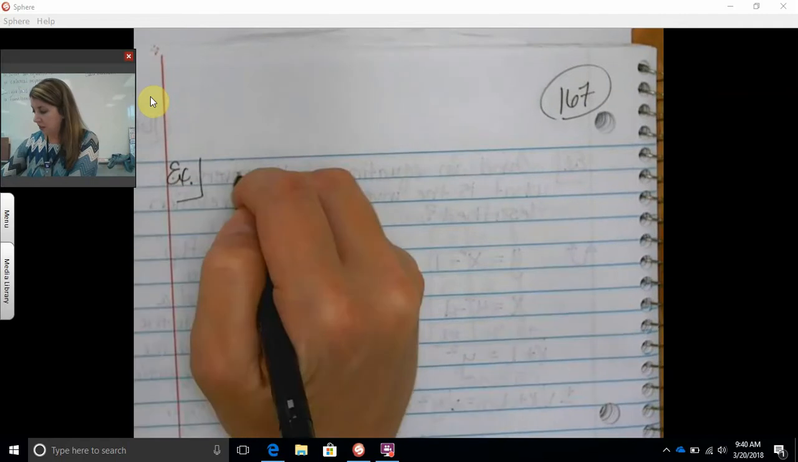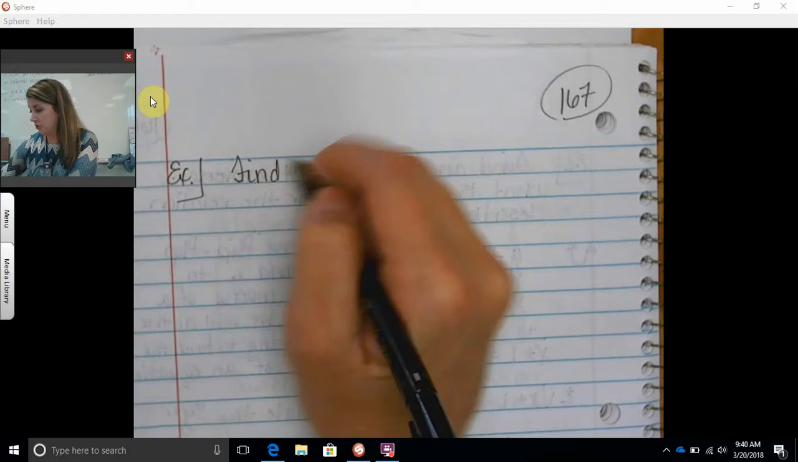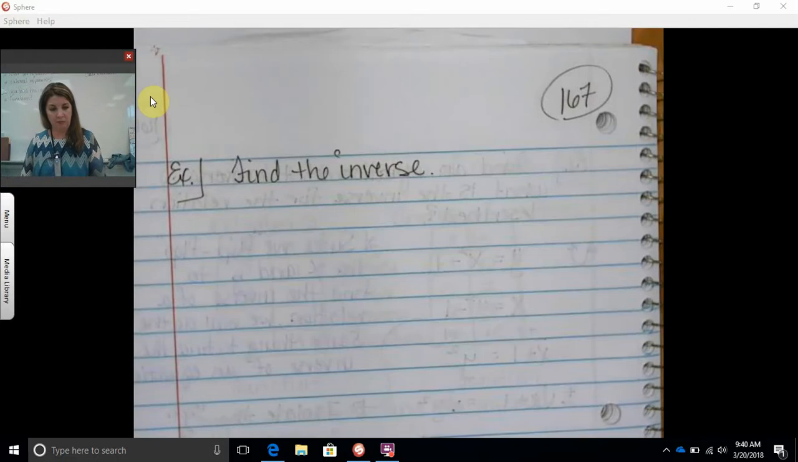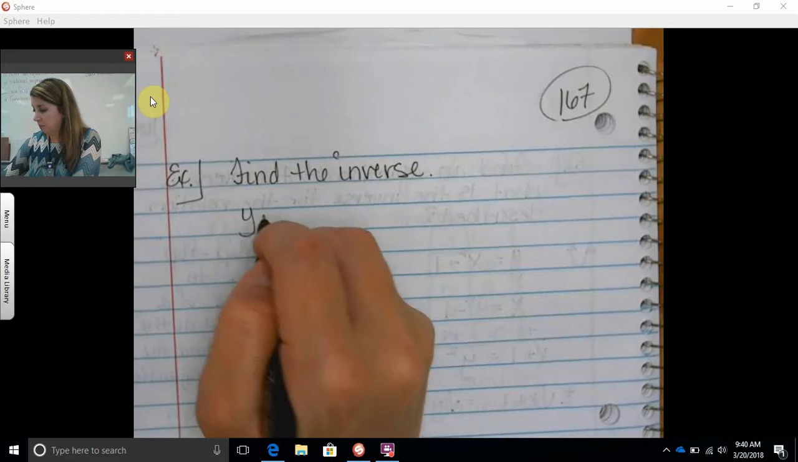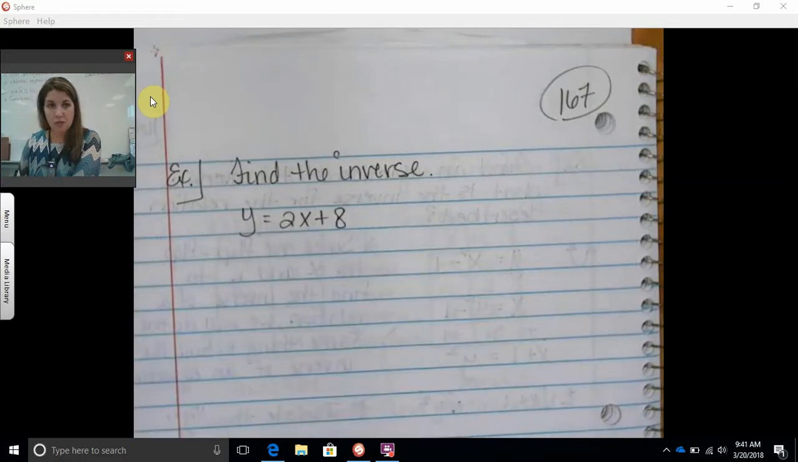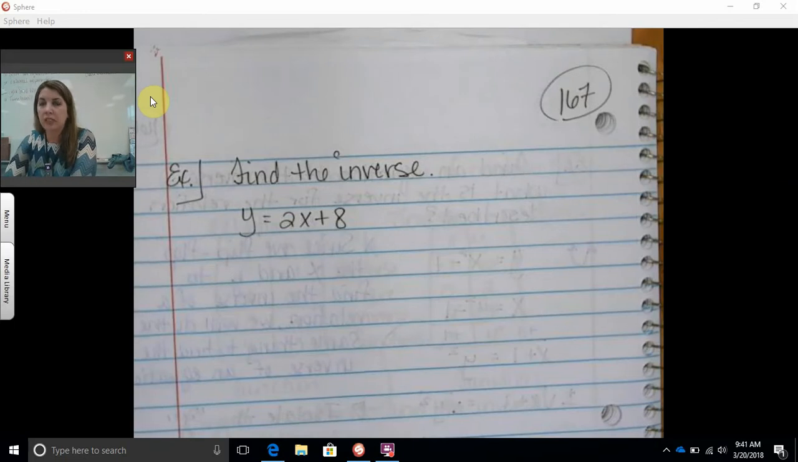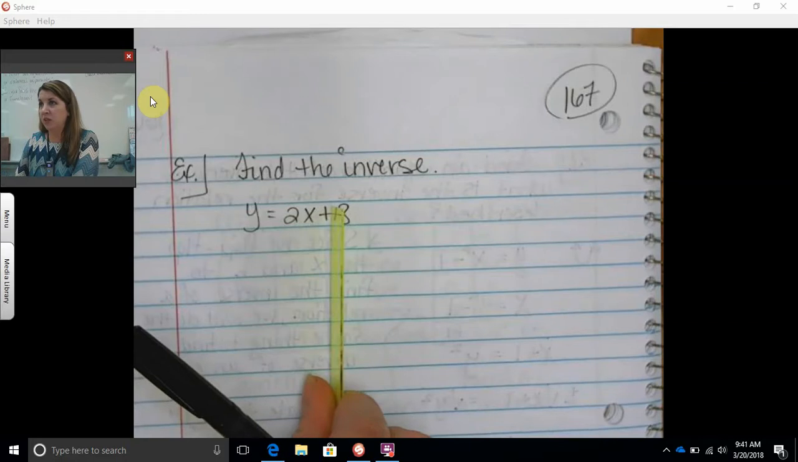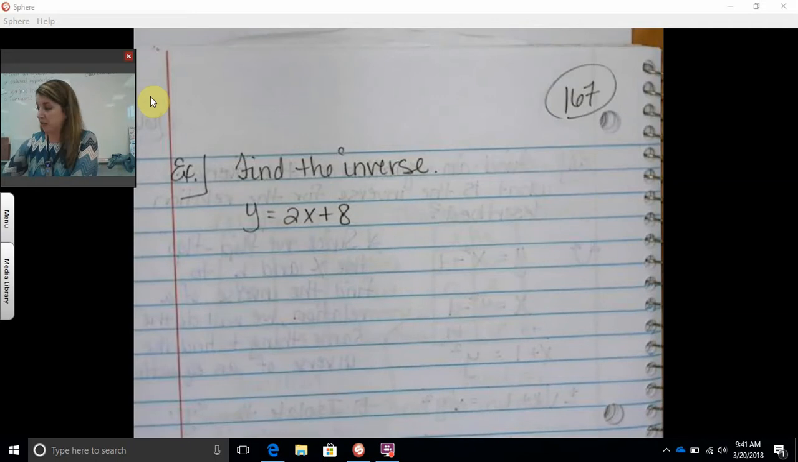Example, find the inverse. And we're not going to graph all of these. I just wanted to show you in that first example what you would do to graph it. All right, y equals 2x plus 8. What's that going to be if I were to graph it? Linear. Be a line, right? Is a line going to be a function? Yeah, unless it's a vertical line. And if it was a vertical line, it would only be x equals some number, okay? So any other line is going to be a function. So we know that's a function.